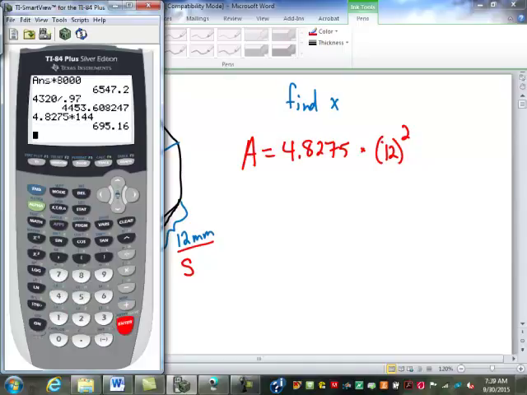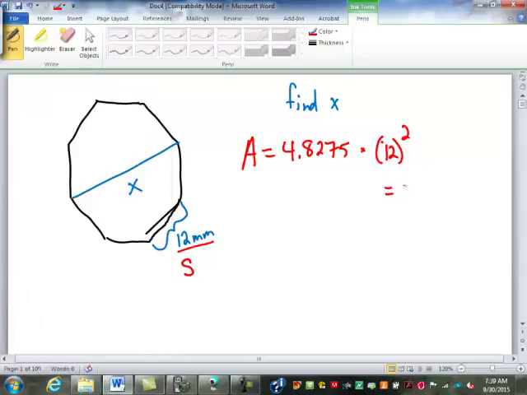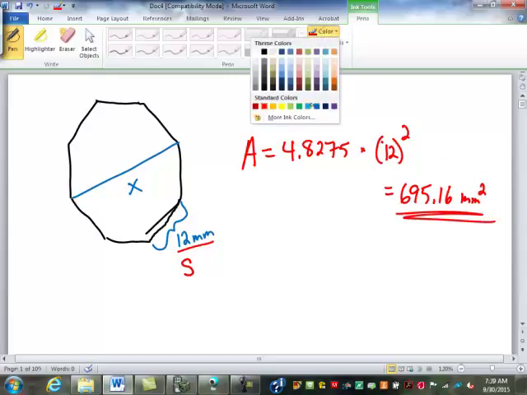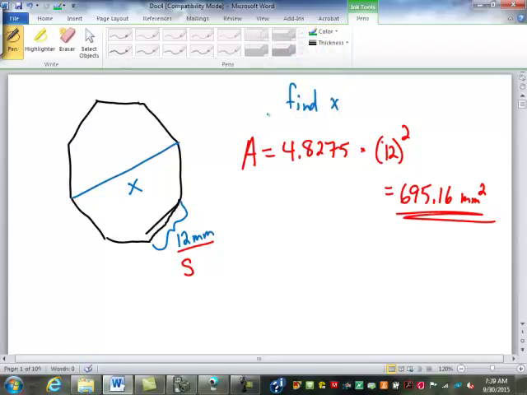So we get 695.16. And of course that's in millimeters, so this is millimeters squared. That's the area. Now how are we going to use that to find x? Well, x is what dimension? D, the diagonal. The area from the diagonal is 0.7071 times d squared.